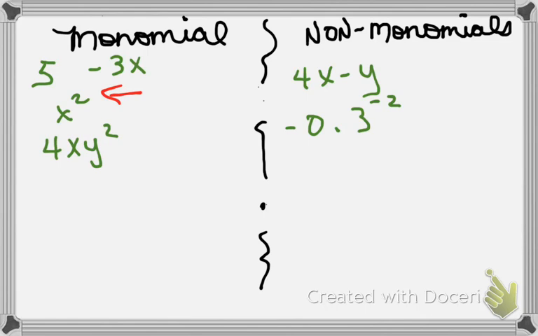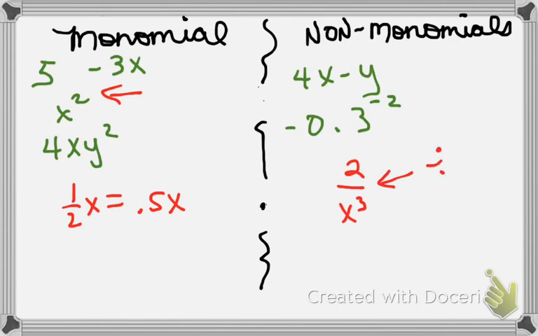Let me give you an example. You could have a decimal like this. That is a monomial, because you can think about it, you can make it 0.5x and that will work. Alright, let's do some more non-monomials. So 2 over x cubed. Alright, so you can't really do this one, you can't make it a whole number or a decimal, where it's just product. This one has a divide sign between it. Alright, so this is a non-monomial.